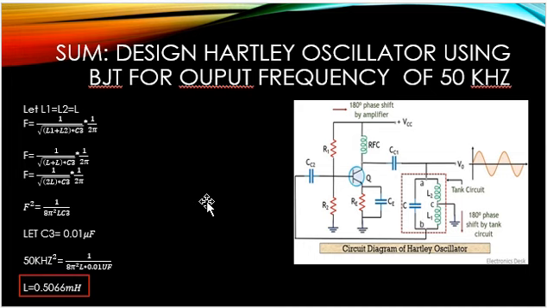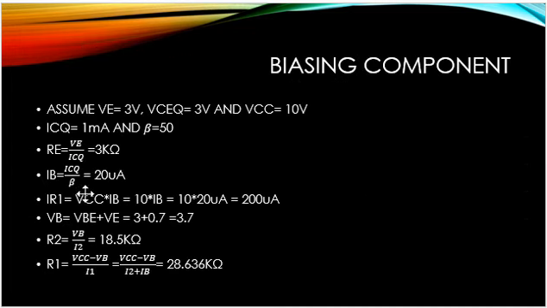To find the other parameters, we use the DC biasing circuit. We need to assume certain parameters like VE is equal to 3 volts, VCE is equal to 3 volts, and VCC is equal to 10 volts. So 10 volt VCC is provided. ICQ is equal to 1 milliamp, beta is equal to 50. All these terms need to be assumed first. Then, as per the formula, RE is equal to voltage upon current. The voltage we assumed is 3 volts divided by current 1 milliamp, so we get 3 kilo ohm.